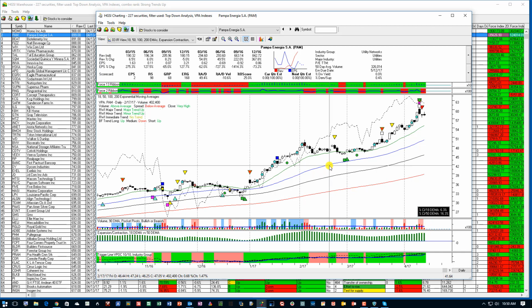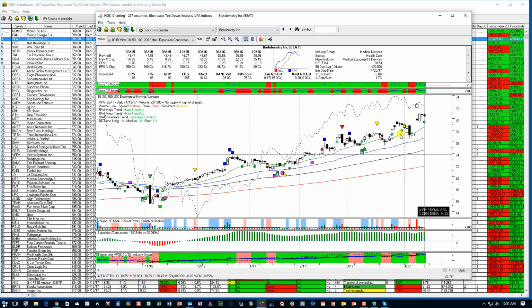Now, in case you don't know, these flags or these symbols in the chart are VPA flags, or volume point analysis, which give us an idea of the demand and supply in an individual stock or index. It really doesn't matter. And let's just move down to the next chart.